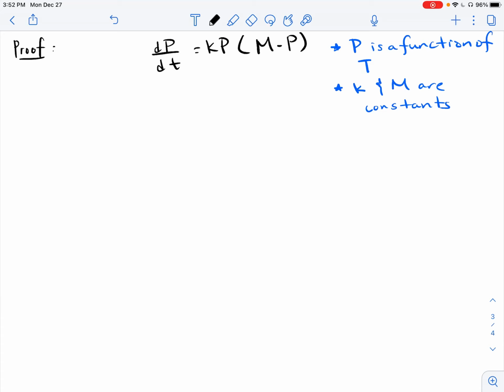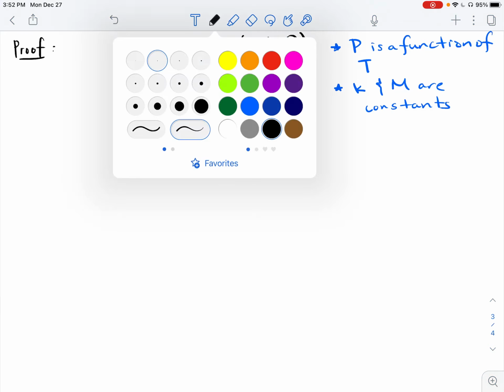We know that our first step is to separate our variables whenever we're solving differential equations. So we're going to move all of our quote unquote P terms to one side and non-P terms to another side. So I'm going to divide both sides by P times M minus P here. I'm going to write this as 1 over P times M minus P, and this is with respect to P. And over here on the other side, we've just got our constant K, and we're going to write dt here, okay?